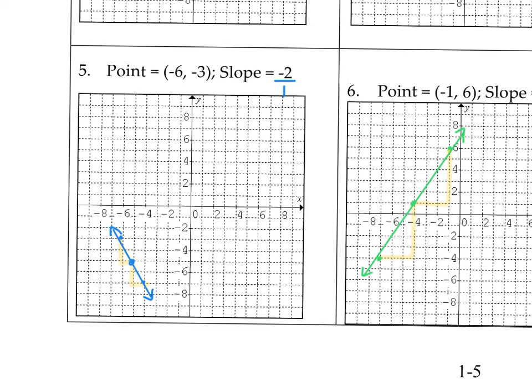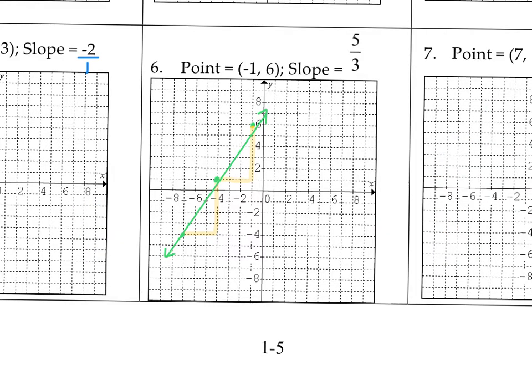Okay, so if we look at number 5, I started with my point at -6 and -3, and then I applied my slope by going down 2 and to the right 1, and I did it 2 different times. And of course, I put arrows at the end of my line. If we look at number 6, I started with my point at -1, 6, which was right over here. Okay, and now my slope says 5/3.